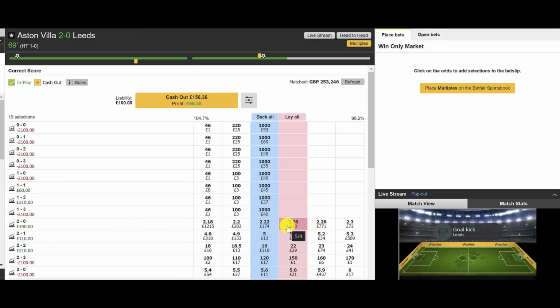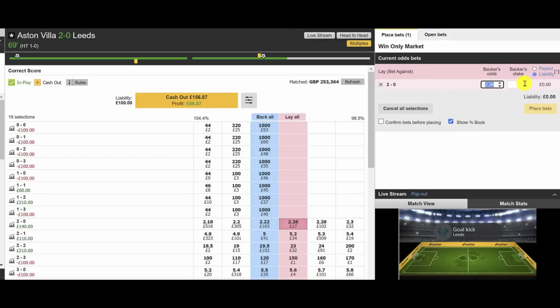So what we can do is we can use some of this green. Remember, we still got to be conscious of the £100 of risk we got in the market. If Aston Villa score again, we're going to be in a losing position. So we want to lower this liability as much as possible, or just try and remove it, okay?